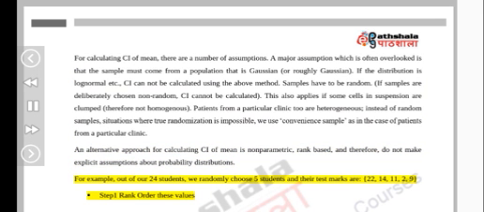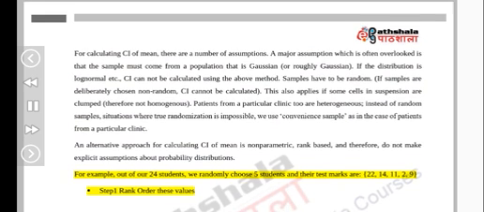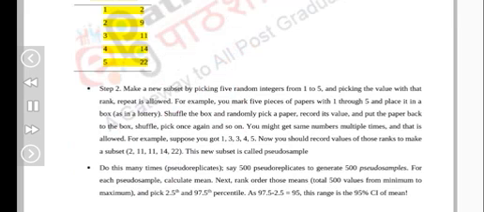For example, out of our 24 students, we randomly choose 5 students and their test marks are 22, 14, 11, 2, 9. Step 1. Rank order these values: 2, 9, 11, 14, 22. Step 2. Make a new subset by picking 5 random integers from 1 to 5, and picking the value with that rank. Repeat is allowed.